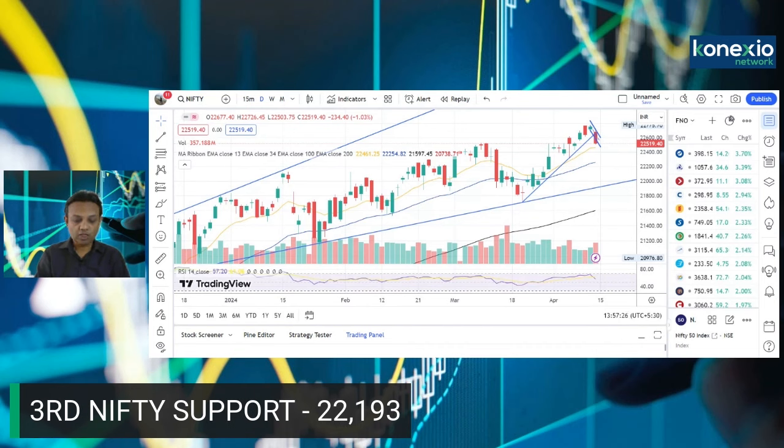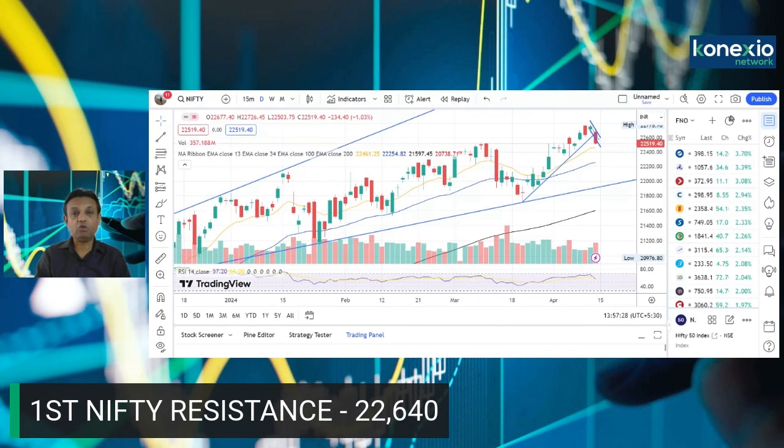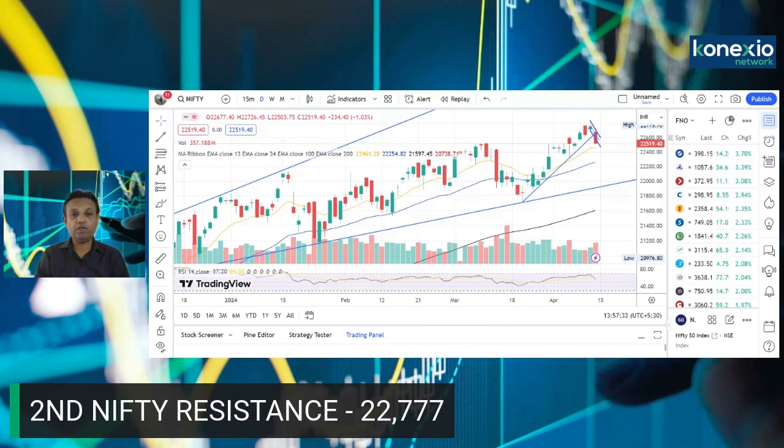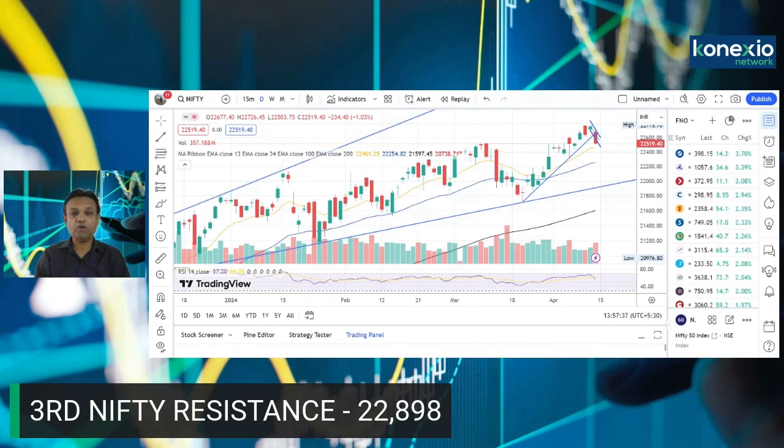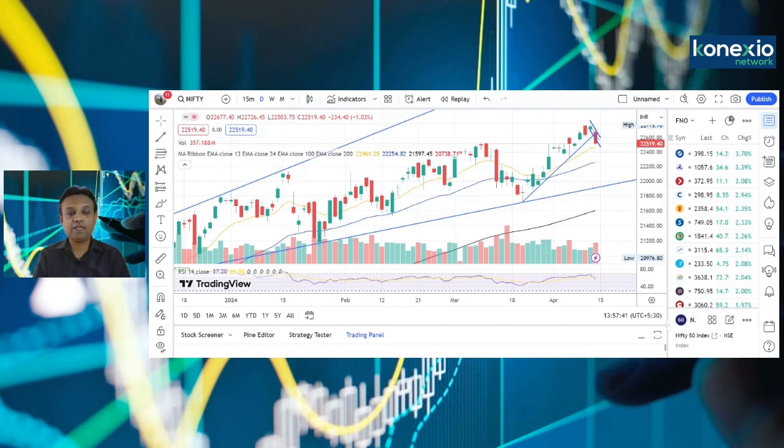22,193. On the upside, the first resistance is around 22,640. Second resistance is around 22,777, and third resistance is around 22,898. These are the crucial support and resistance levels in Nifty for the next week.